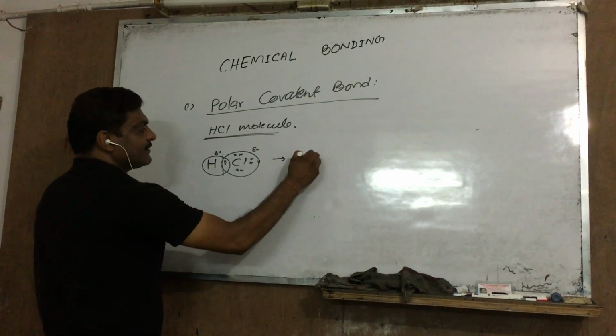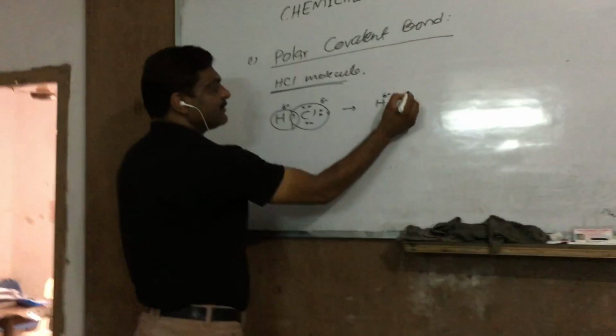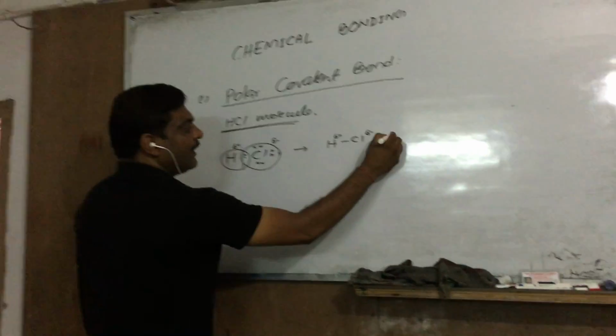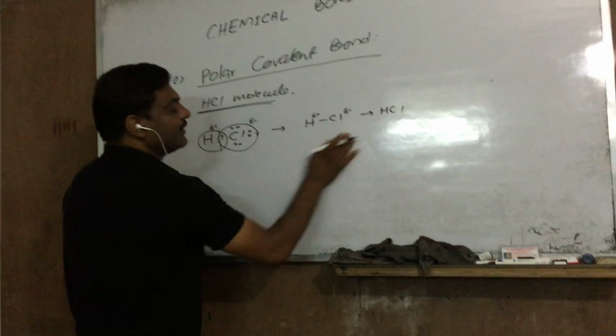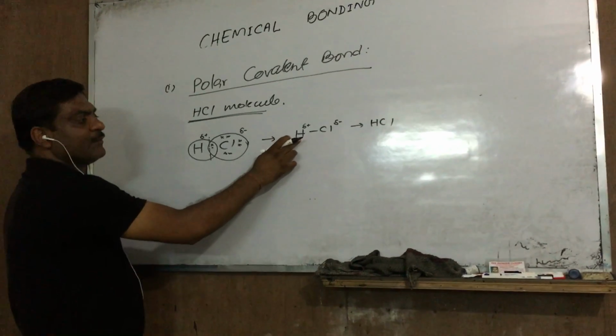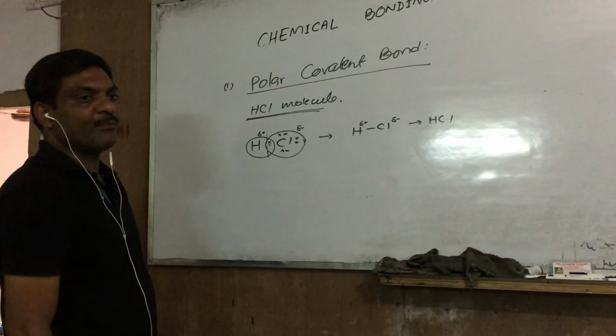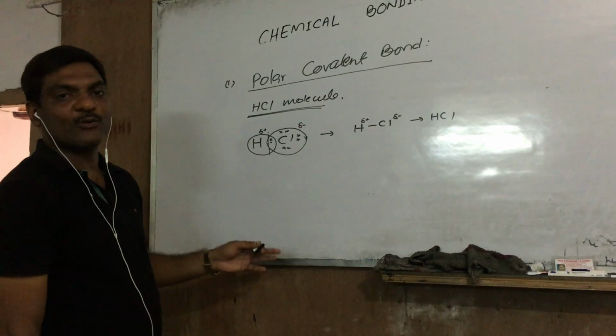This bond is like this: a single bond between Cl and H, with H delta plus and Cl delta minus, and the molecule is HCl. So the covalent bond between the atoms of different electronegativities is the polar covalent bond, and the compound is the polar covalent compound.